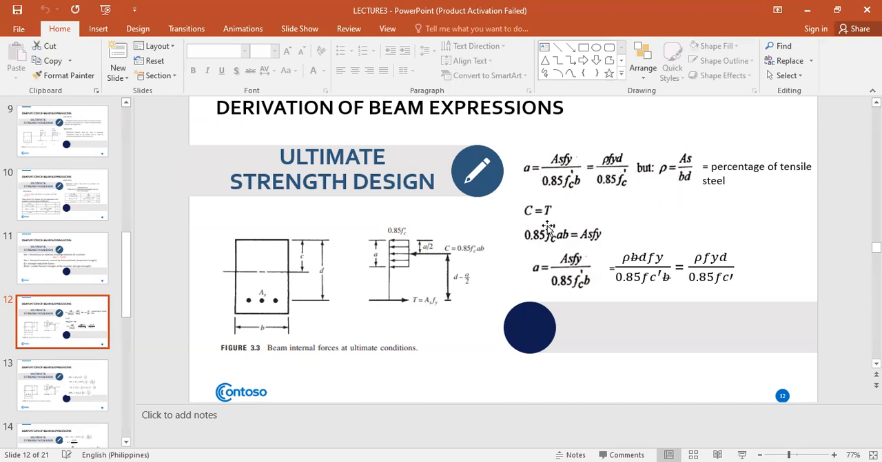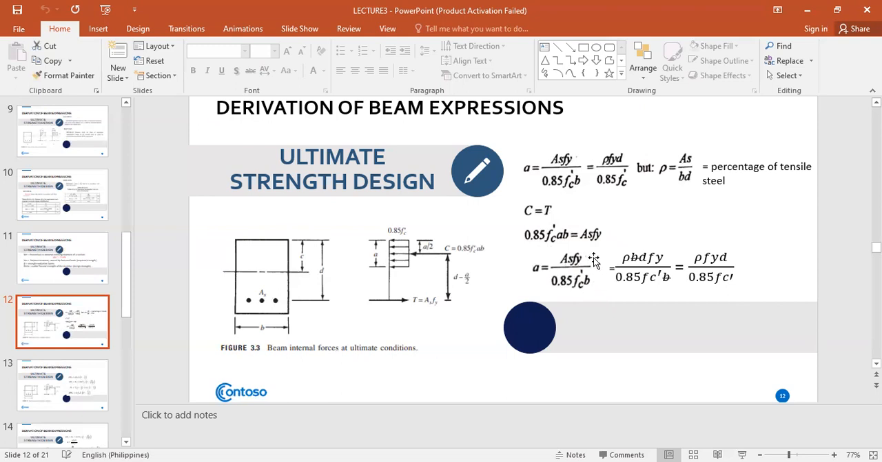So, to have equilibrium, the compressive force should be equal to your tension force, wherein your C is equivalent to 0.85 FC prime AB, and your tension force is equivalent to ASFY. So if we are going to simplify this one and get the value of our A, this equation would now become A is equivalent to ASFY all over 0.85 FC prime B.